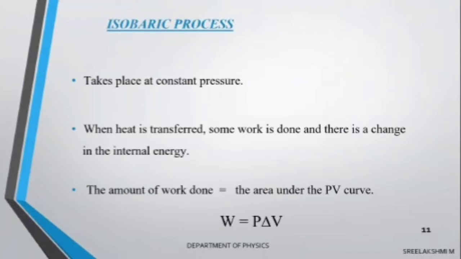Isobaric process. Now, what is an isobaric process? An isobaric process is a thermodynamic process taking place at constant pressure. The term isobaric is derived from the Greek words iso and baric, which mean constant pressure. The constant pressure is obtained when the volume is expanded or contracted, which basically neutralizes any pressure change due to the transfer of heat.